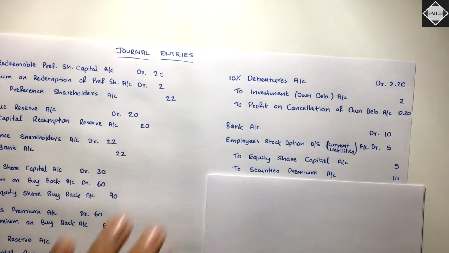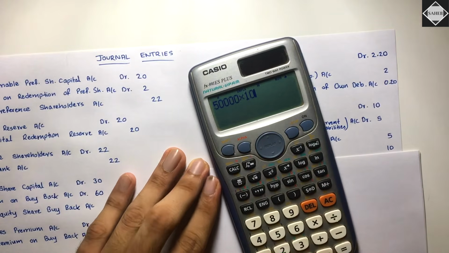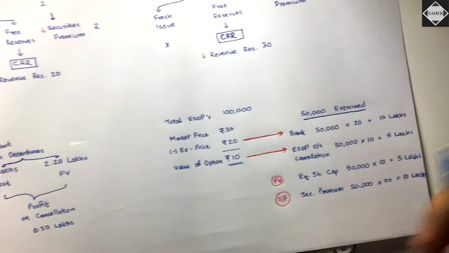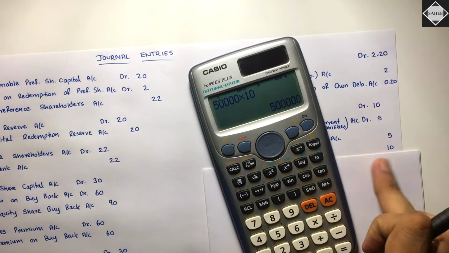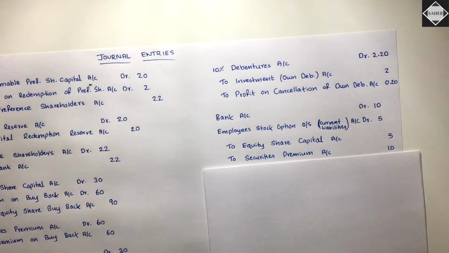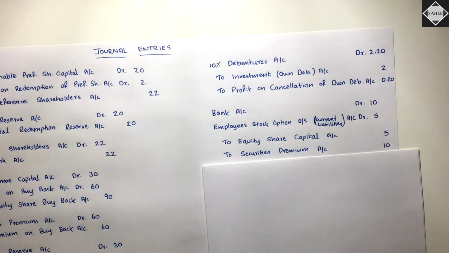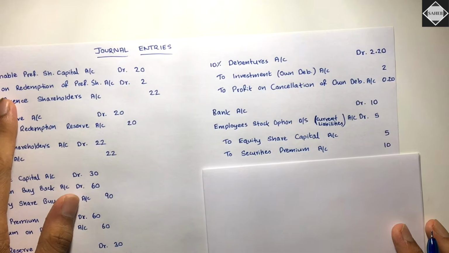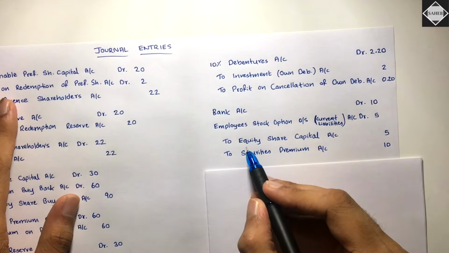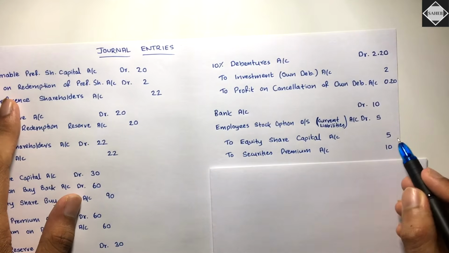So how will we calculate that? It's really simple. Just take 50,000 shares into value of option. That discount was of how much? Rupees 10. So into 10, that's equal to 5 lakhs. Is it clear? Easy. And then what have we given to them? Have we given cash or something? No, we have given shares, isn't it? So if you have issued shares, then you have to credit equity share capital, isn't it? Simple logic. To equity share capital account, 5 lakhs.